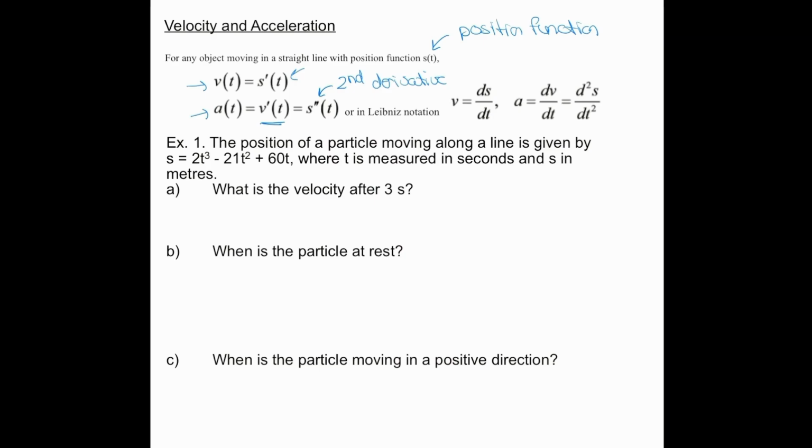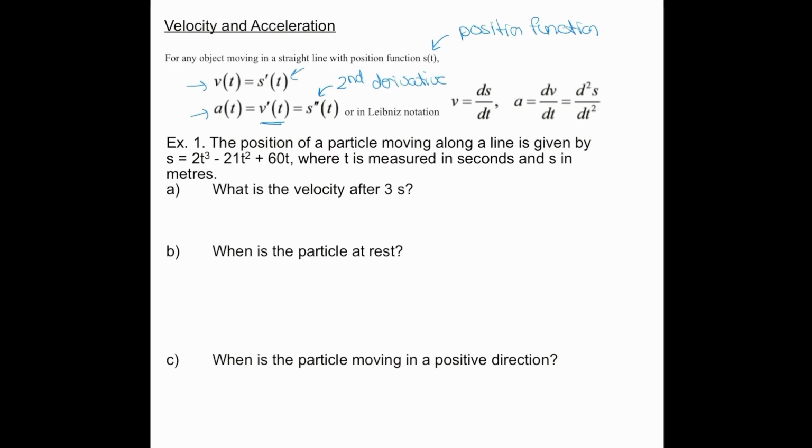The position of a particle moving along a line is given by the equation s equals 2t cubed minus 21t squared plus 60t, where t is measured in seconds and s, the position, is measured in meters. The first part of this question is asking, what's the velocity after 3 seconds? So the velocity function can be found by taking the derivative of the position function.